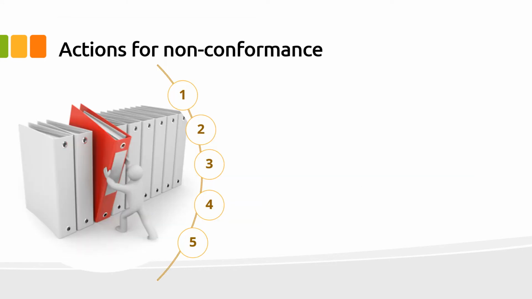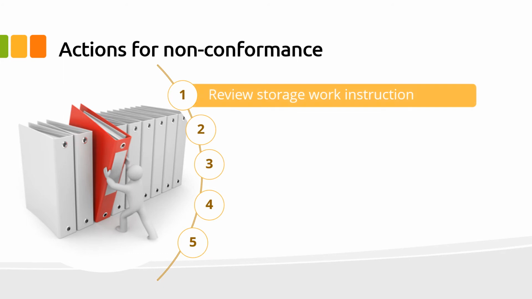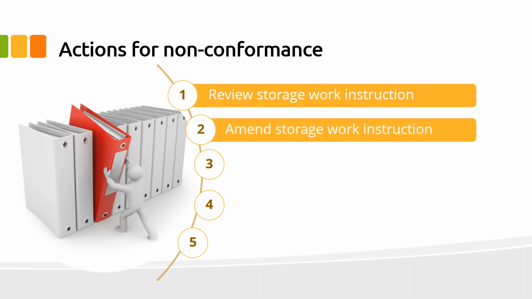Depending on the causes for the non-conformance that you discover when investigating, you may need to review the storage work instruction to clarify or highlight the requirement to label cooked foods. In some instances, you may need to develop additional work procedures. You may need to amend the storage work instruction to include the corrective action that needs to occur if the critical limits are not met.